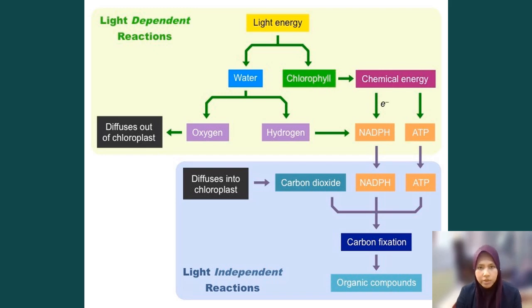So this is the diagram showing the relationship between the light-dependent and the light-independent reactions. In the light-dependent reactions, the energy from the sunlight is absorbed by the chlorophyll, and that energy is converted into stored chemical energy. Meanwhile, in the light-independent reactions, the chemical energy harvested during the light-dependent reactions will drive the assembly of the sugar molecules from the carbon dioxide.